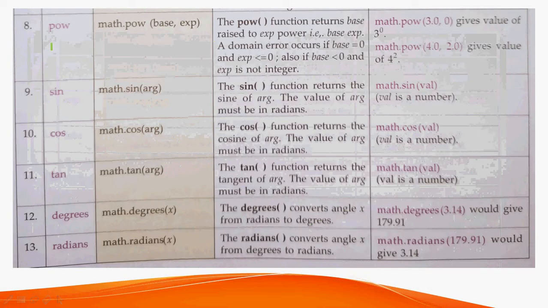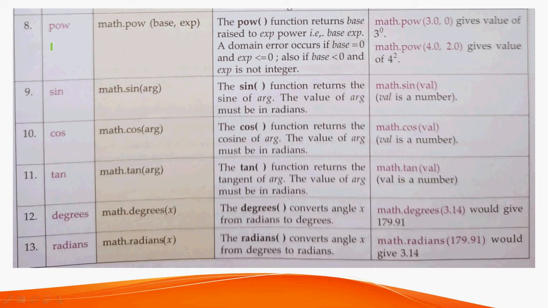Next function is the power function or pow. We don't write the word completely. We specify it as pow. The math.pow function has the following format: math.pow(base, exponent). Now the pow function returns the base raised to the exponent power. For example, you can see it here, math.pow(3.0, 0), which is 3 to the power 0.